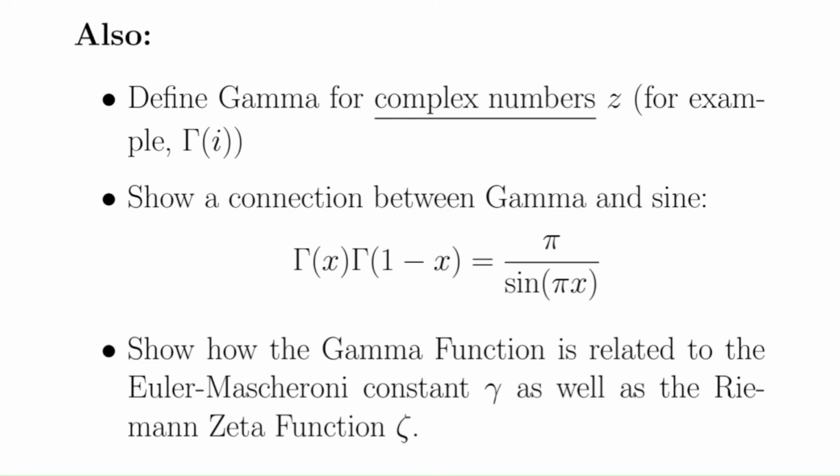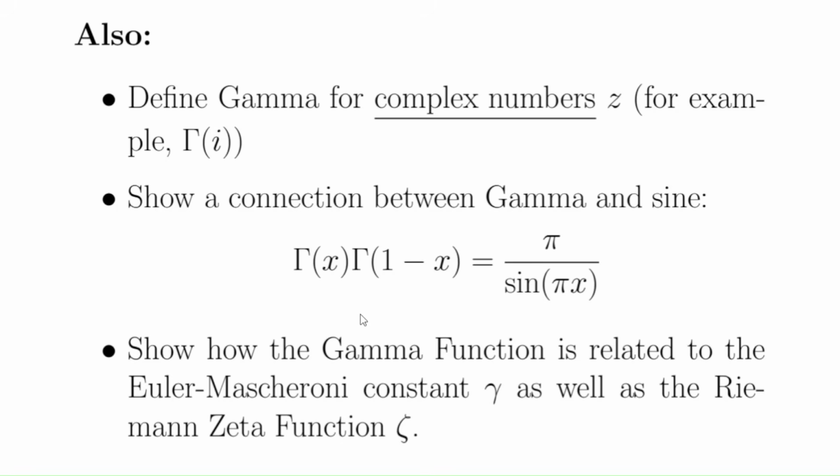And also, we're going to define gamma for complex numbers. So for example, we could ask, what is gamma of i? In fact, gamma will be defined for all complex numbers other than 0 and other than the negative integers. We will also show a connection, a really mind-blowing connection, between the gamma function and the sine function.